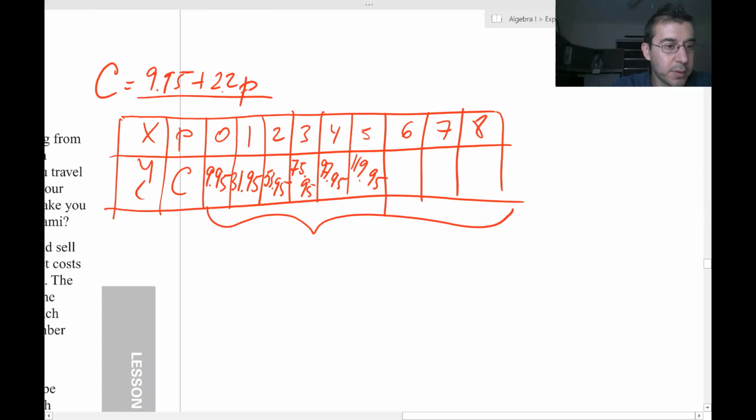If it's 6, 22 times 6, 132, and then plus 9.95, 141.95. Then if it's 7, you have 22 times 7 plus 9.95, you have 163.95. And then if it's 8, you have 22 times 8 plus 9.95, it's 185.95. So that's the input-output table for 8 poses.